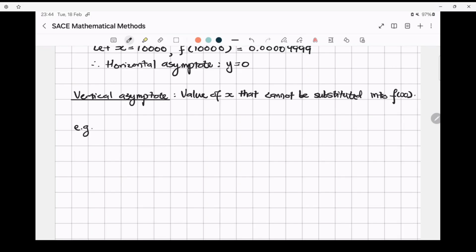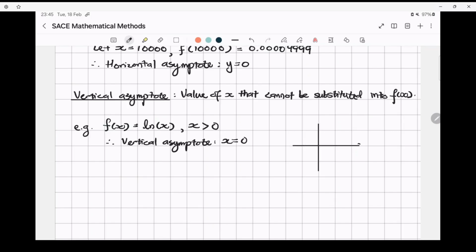So what are the examples? Let's say you have ln x as your graph. You know that x cannot be equal to 0. In fact, x cannot be negative, but okay, basically x has to be greater than 0. So in this case, you cannot substitute x equals 0 into the function. Therefore, the vertical asymptote is x equals 0, which is why the ln x graph looks like this.